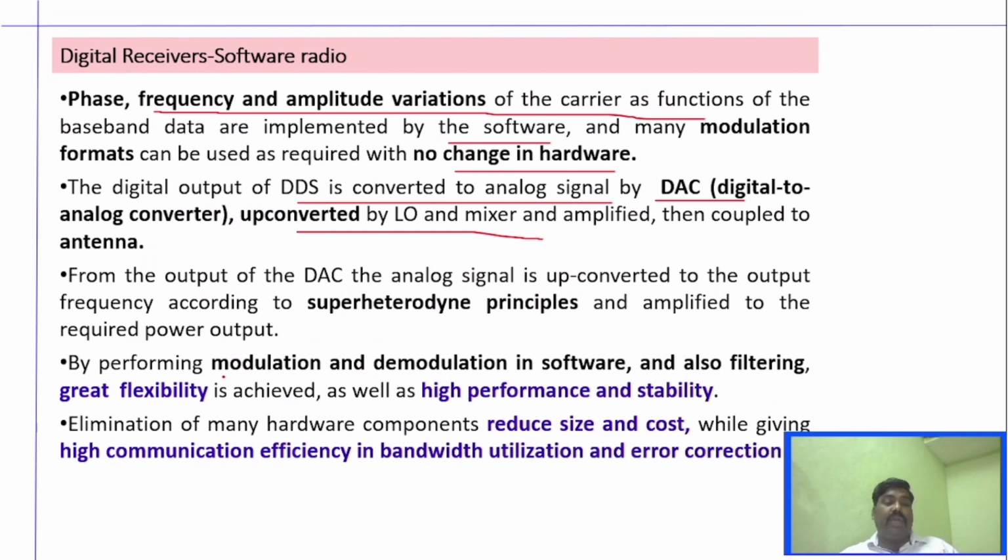You can see here that by performing modulation, demodulation and also filtering in software, greater flexibility is achieved and high performance stability can be achieved. Elimination of many hardware components reduces the cost while giving high communication efficiency, bandwidth utilization, and error correction. These are the advantages of digital receivers, right?